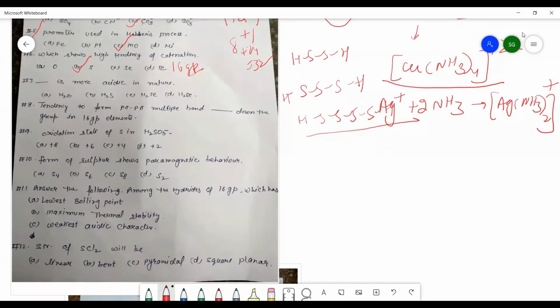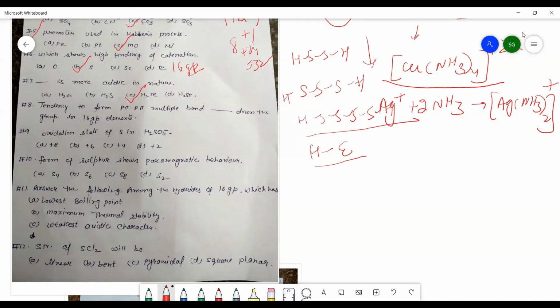Now in the next question, question number 7, which is more acidic in nature. Now you will see the hydrides series, that is group 16 elements. As you go down the group, the size of the central atom increases and the bond dissociation energy between the hydrogen and the element decreases. So this will be the highest, more acidic in nature.